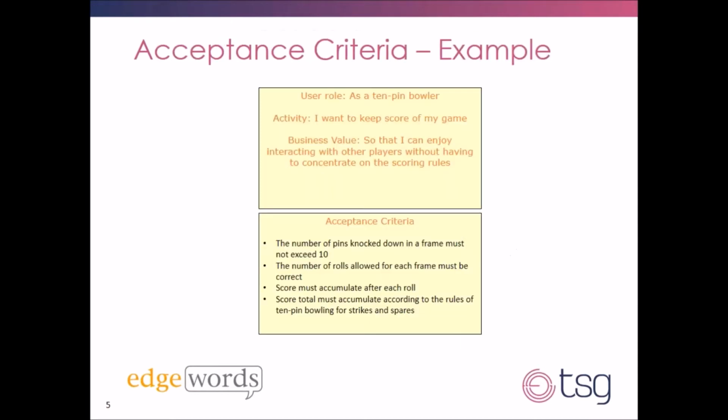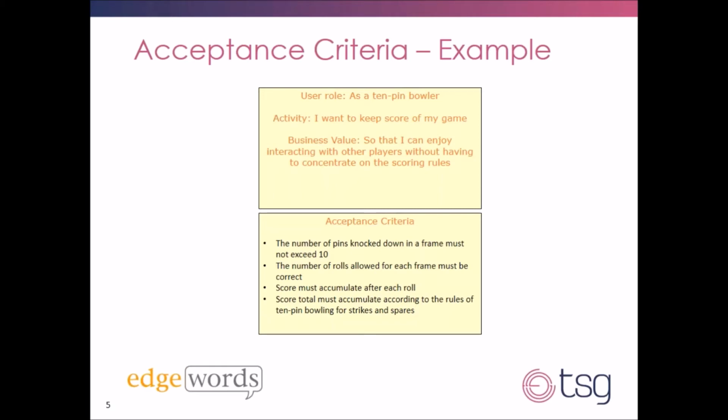But because it's a validation process, we need to look at the acceptance criteria of the stories as a way of driving things forward. So it's important that the acceptance criteria are aligned to the business value that the story is intended to deliver. So here we've got a simple user story related to a 10-pin bowling game. As a 10-pin bowler, I want to keep score of my game. And the business value here is that I can enjoy interacting with the players. I don't have to concentrate on the scoring rules.